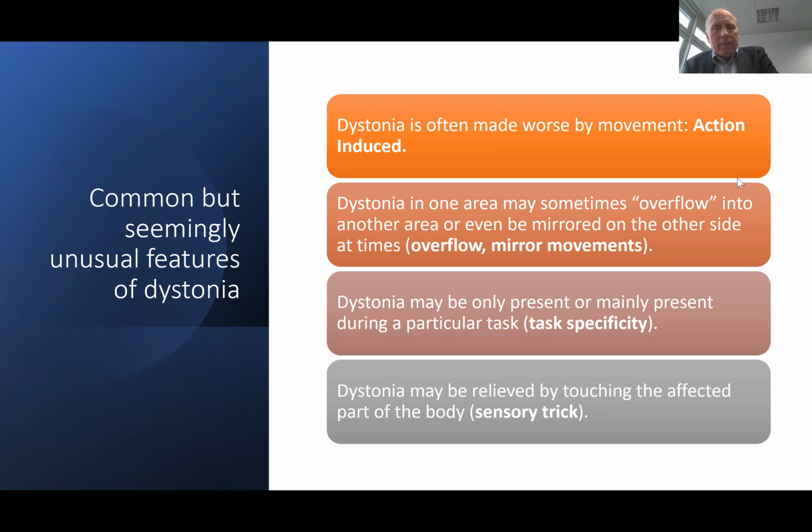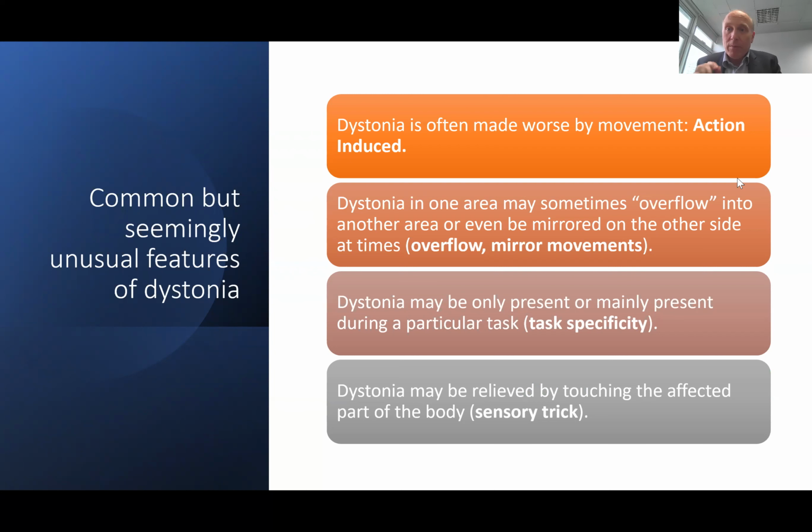And another side to that is something called overflow, which means that, say, for example, somebody has dystonia of their arm and they move their arm, but when they do that, they might get overflow, for example, to the neck. And that can even be seen on the other side of the body. So again, particularly with people with hand or arm dystonia, when they move their limb affected by dystonia, the other one may move a little bit as well. That's called mirror movements.